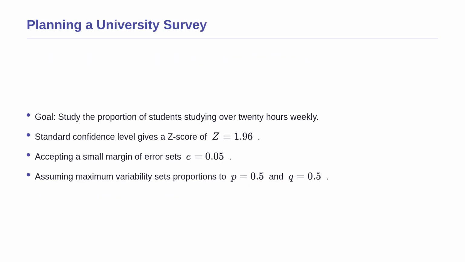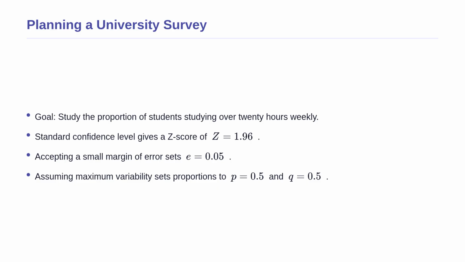Now that we have our formula, let us see how to apply it by planning a university survey. Suppose you want to study the proportion of students who study more than 20 hours a week across a massive campus. You want to be highly confident, which gives a standard z-score of 1.96. You are willing to accept a small margin of error of 5%, so E equals 0.05.